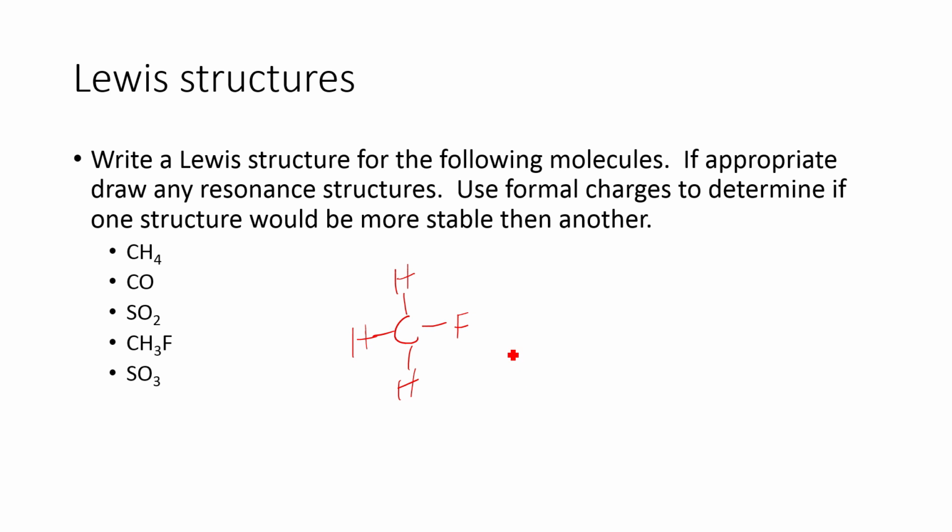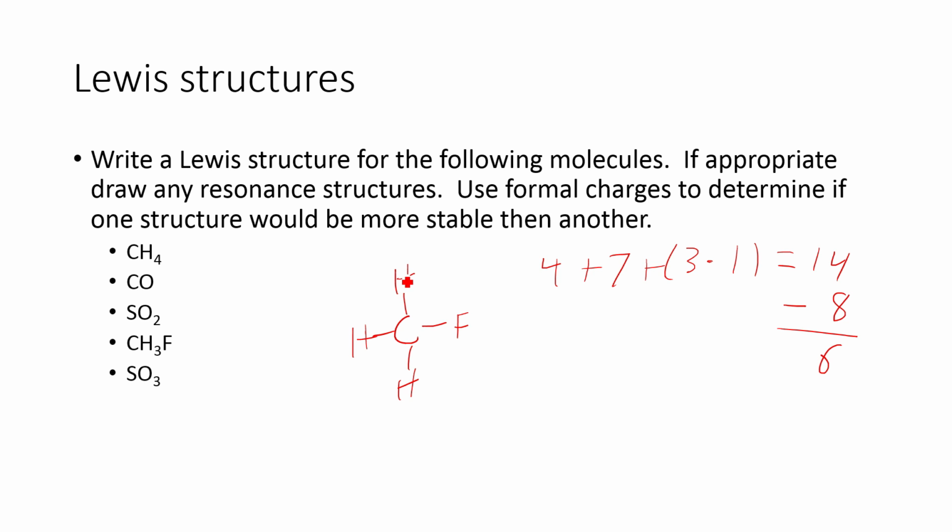If we count the number of valence electrons, carbon gives us 4, fluorine gives us 7, and each hydrogen, of which there are 3, gives us 1. So that's going to give us a total of 14 electrons we need to draw. We have already drawn 8 in the bonds, so that gives us 6 left.